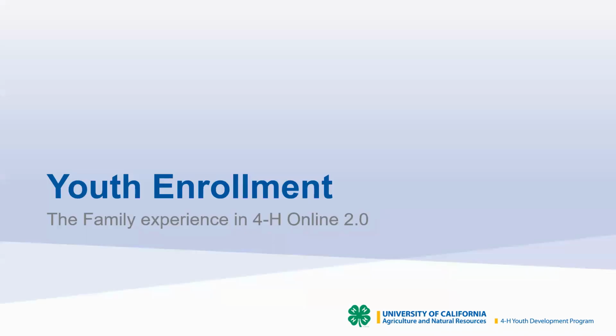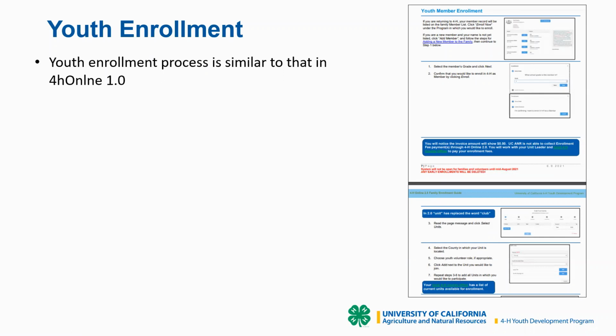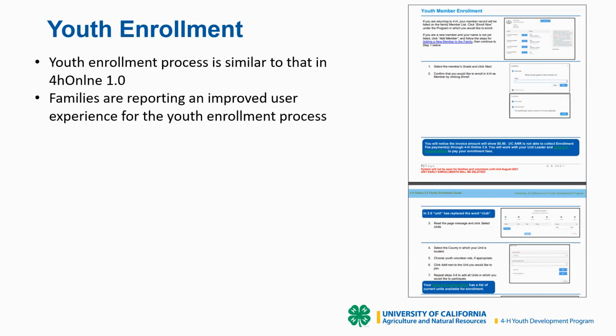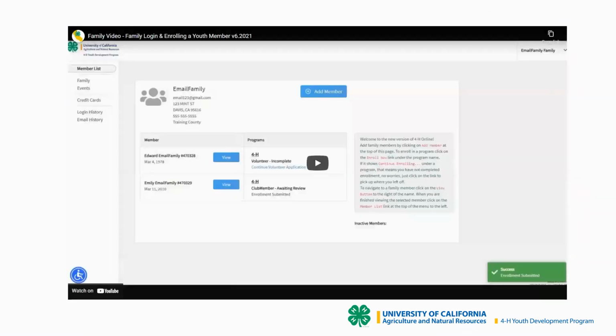Now let's look at the family experience in 4-H Online 2.0 in creating a youth enrollment. The enrollment process for new and returning members is similar to the process families experienced in 4-H Online 1.0. Families from other states using 2.0 have reported that this is simple and easy. Resources to help families through this process include the Family Enrollment Guide and the Family Video. Let's take a look at the Family Video.